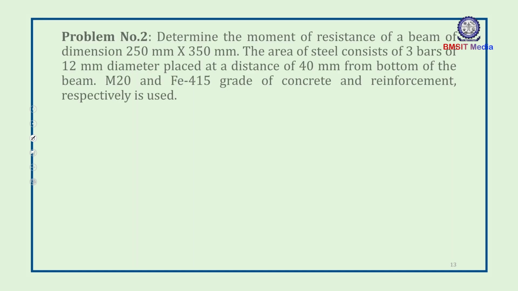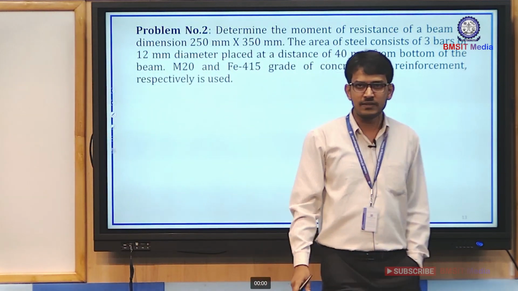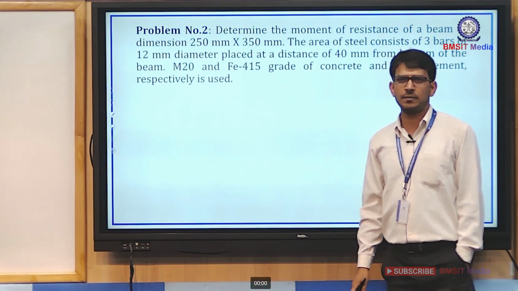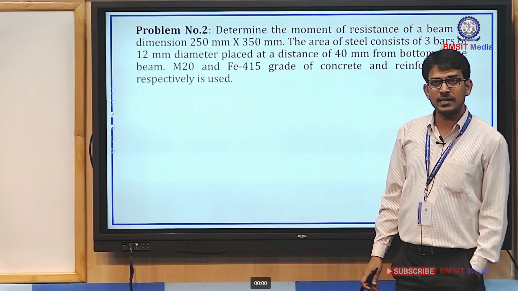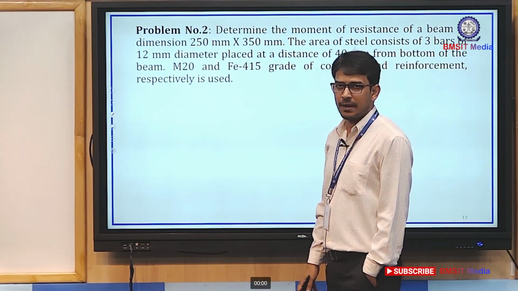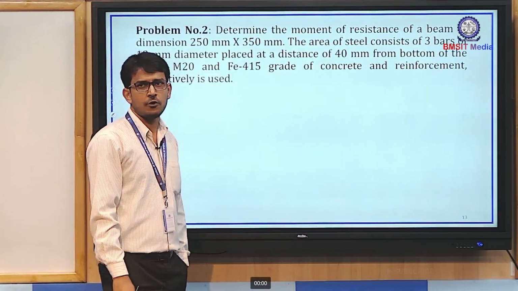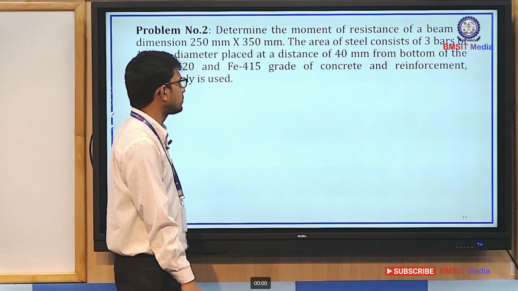Now I have one problem for you. This is the second problem, which you have to solve by yourself. Determine the moment of resistance of a beam of dimensions 250 by 350 mm. The steel consists of 3 bars of 12 mm diameter placed at a distance of 40 mm from the bottom of the beam. M20 and Fe415 grade of concrete and reinforcement are used respectively.